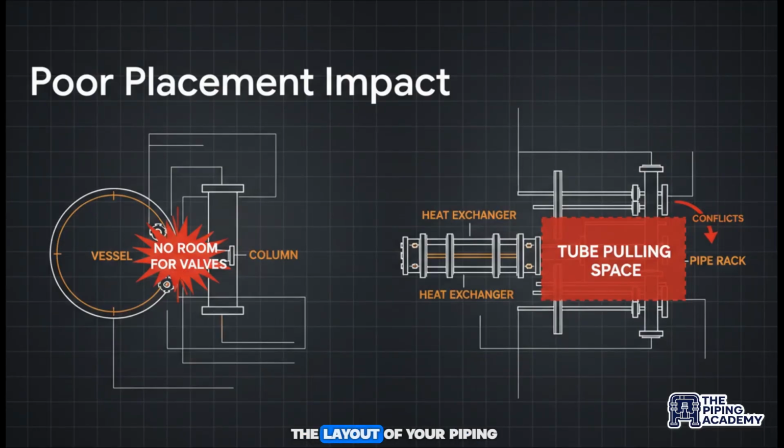And because of that, the layout of your piping is 100% dependent on the layout of the equipment. If the equipment is placed poorly, or if those connection points, the nozzles, are facing the wrong direction, your piping design is doomed from the start. You simply cannot design a good piping system around a bad equipment arrangement. Think about it. If a vessel is shoved up too close to a column, well, guess what? There's no room for your valves. If a heat exchanger is facing the wrong way, your tube bundle pulling space might be blocked by the main pipe rack. It's a chain reaction.